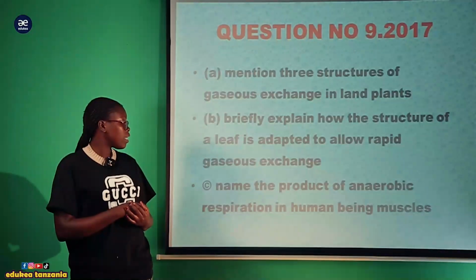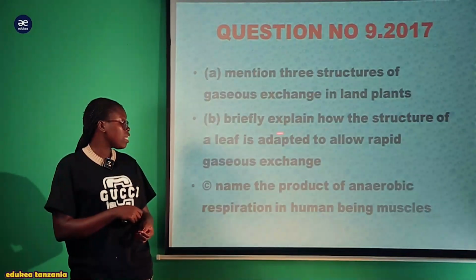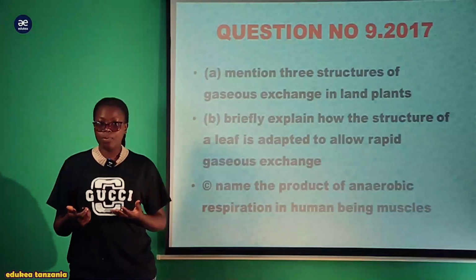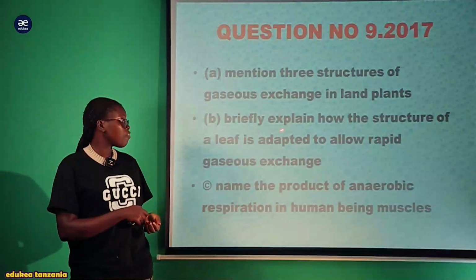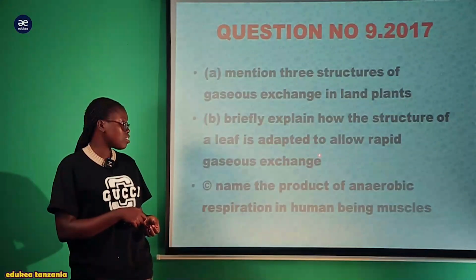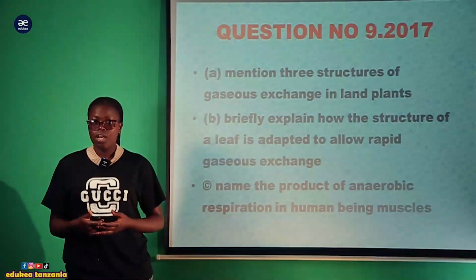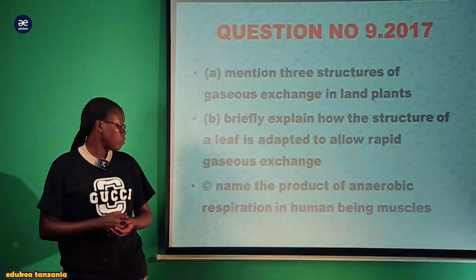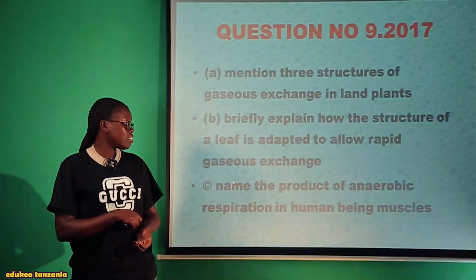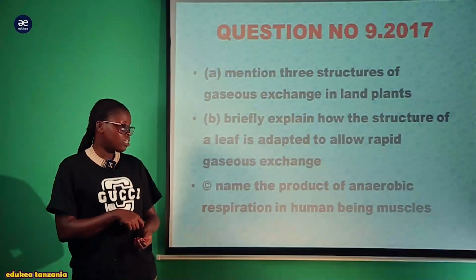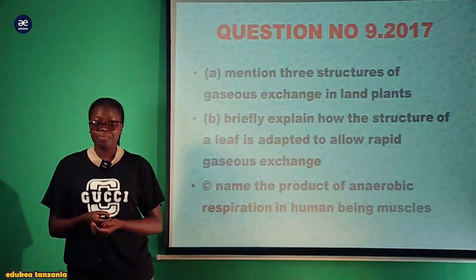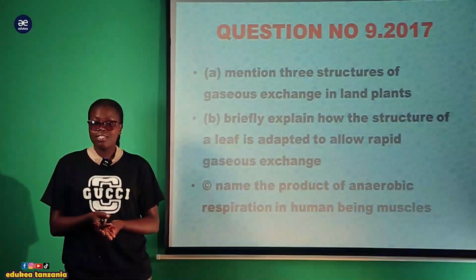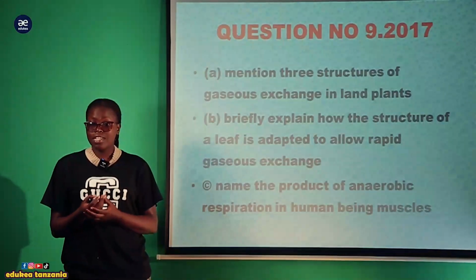And the question Roman B required you to explain, just briefly, it has not told you how many points. It just tells you to briefly explain how the structure of the leaf is adapted to allow rapid gaseous exchange. And the last one, you are told to just name the product of anaerobic respiration in human muscle. Just name it.